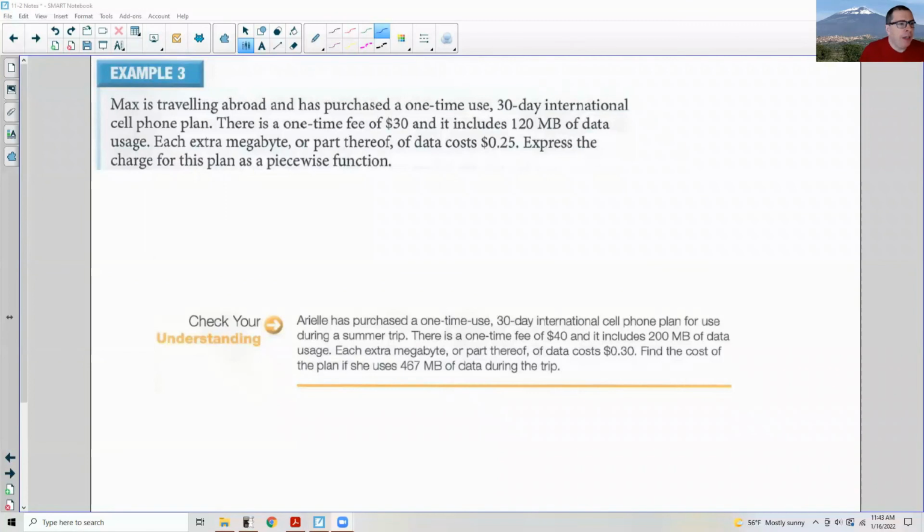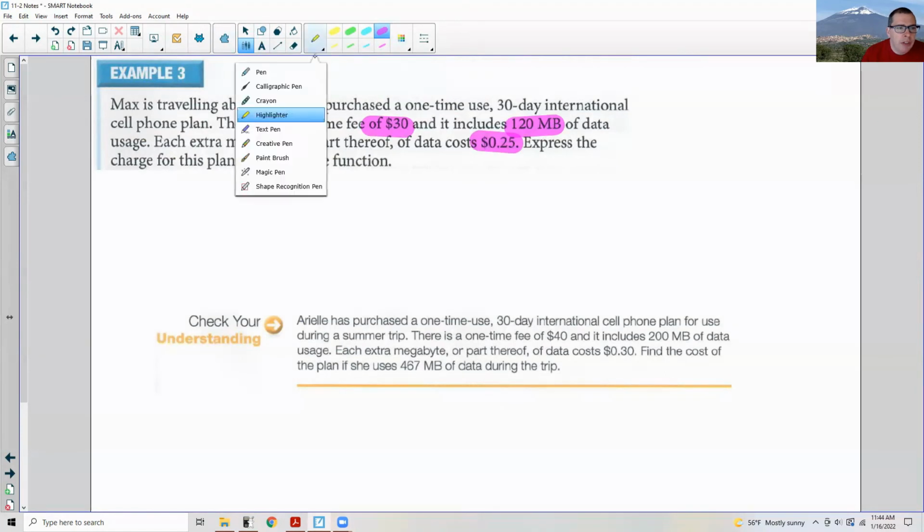Okay, example 3. Max is traveling abroad and has purchased a one-time use 30-day international cell phone plan. There is a one-time fee of $30, and it includes 120 megs of data usage. Each extra megabyte or part thereof of data costs 25 cents. Express the charge for this plan as a piecewise function.